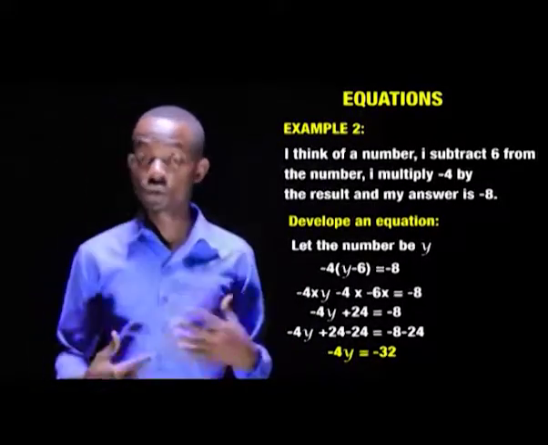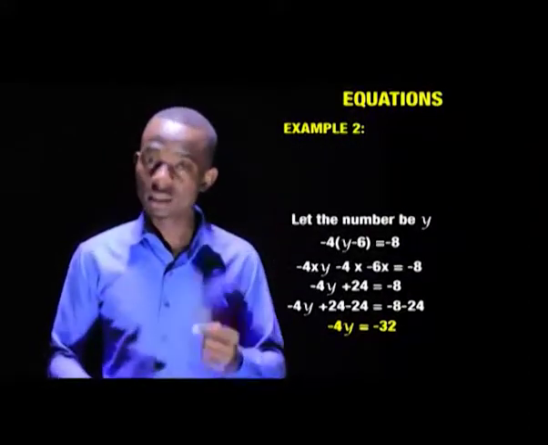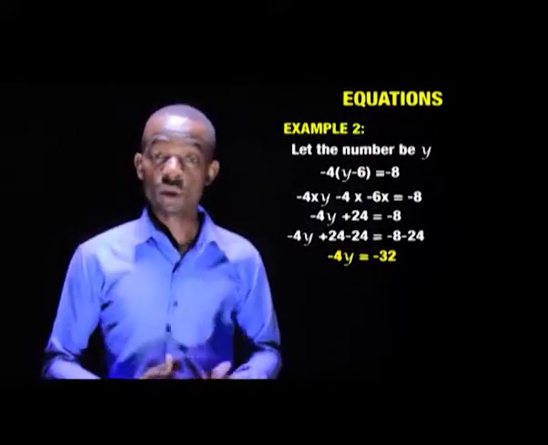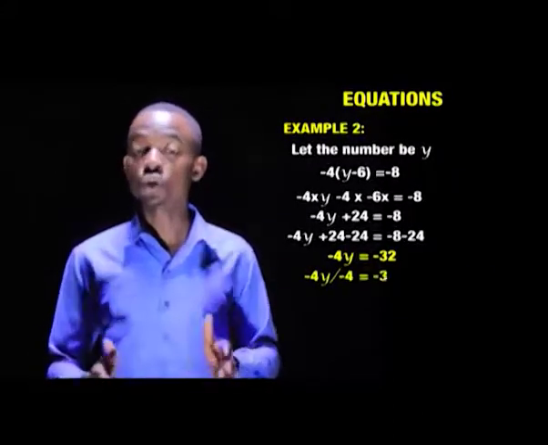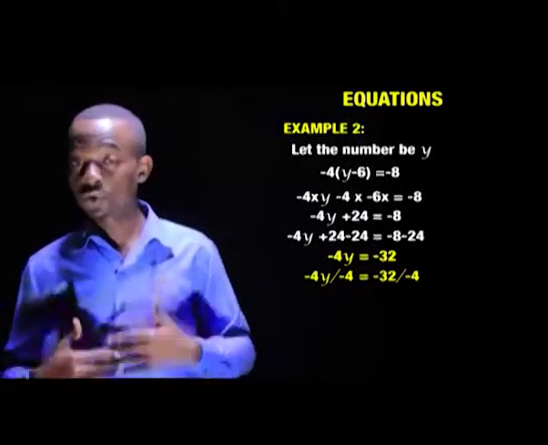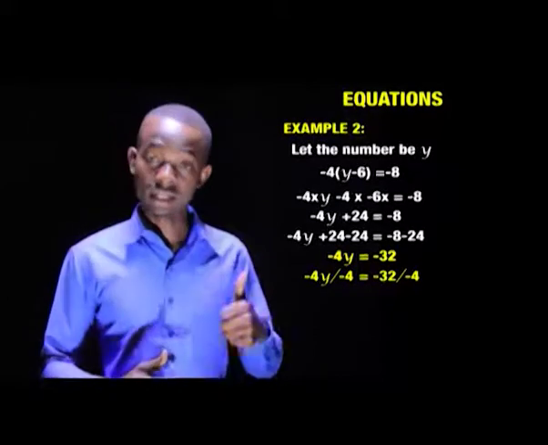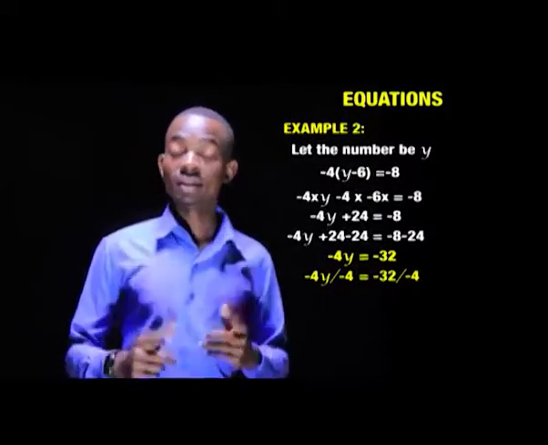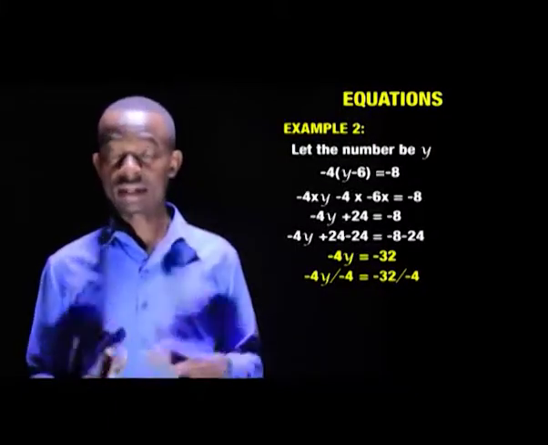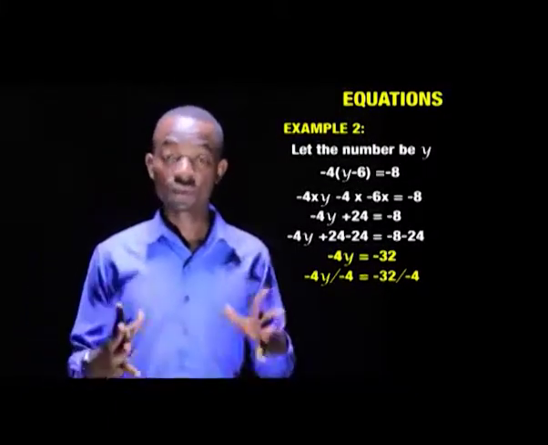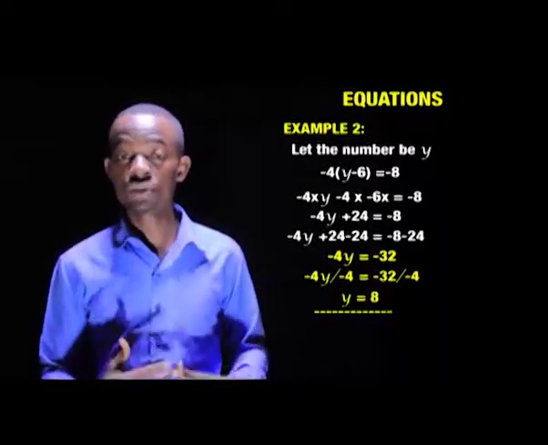Now, I'm required to solve for the value of y. How do I solve for the value of y? By dividing both sides by negative 4. So I'm going to divide by negative 4 on my right hand side and on my left hand side. Negative 4y divided by negative 4 gives me y, for the left hand side, whereas negative 32 divided by negative 4 gives me positive 8. I've solved my equation and ended up with the value of y, which is 8.